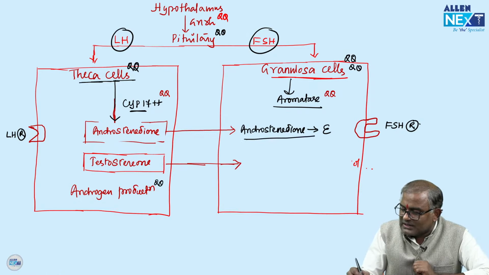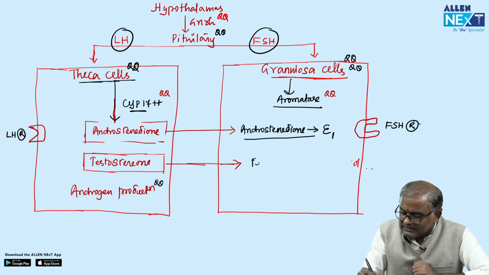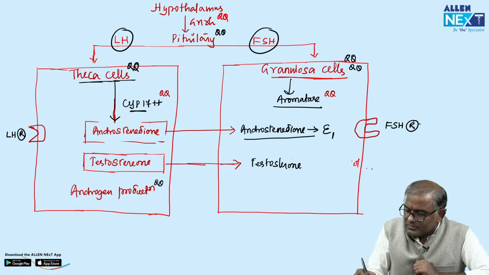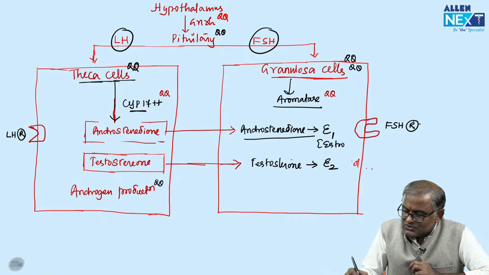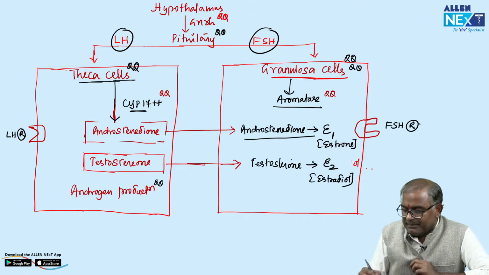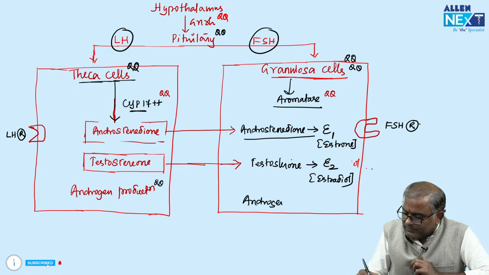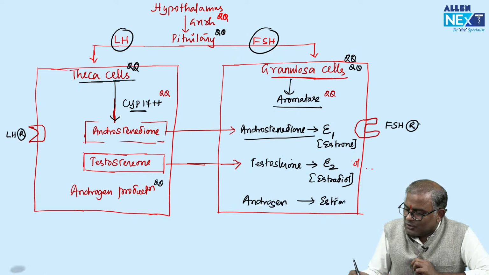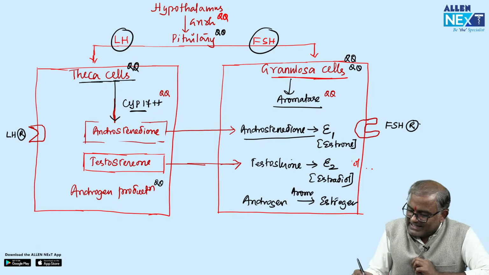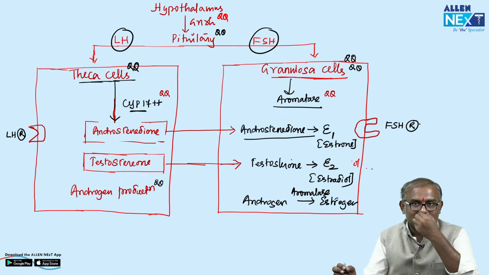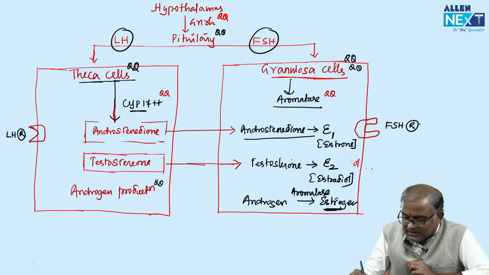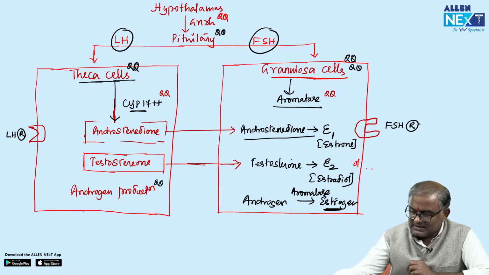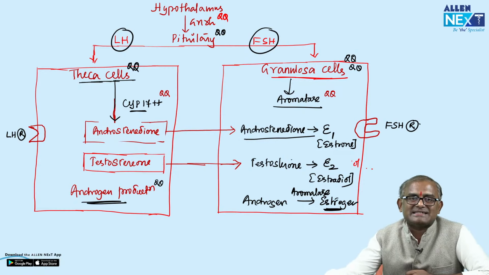Androstenedione is converted into E1 form of estrogen, and testosterone is converted to E2 form of estrogen. So E1 means estrone, E2 means estradiol. Androgen to estrogen. What is the enzyme, doctors? Aromatase. Understood, doctor? So granulosa cells means definitely estrogen production, and theca cells means definitely it is androgen production.